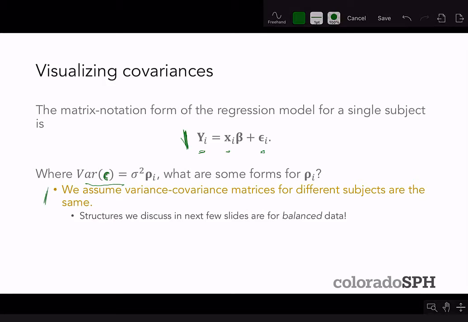So what this is asking basically is what is the structure of how our data is correlated? And we tend to assume that for each subject, this is going to be a correlation matrix that has the same dimension as the number of time points. And we assume that the variance covariance matrices for different subjects are the same.